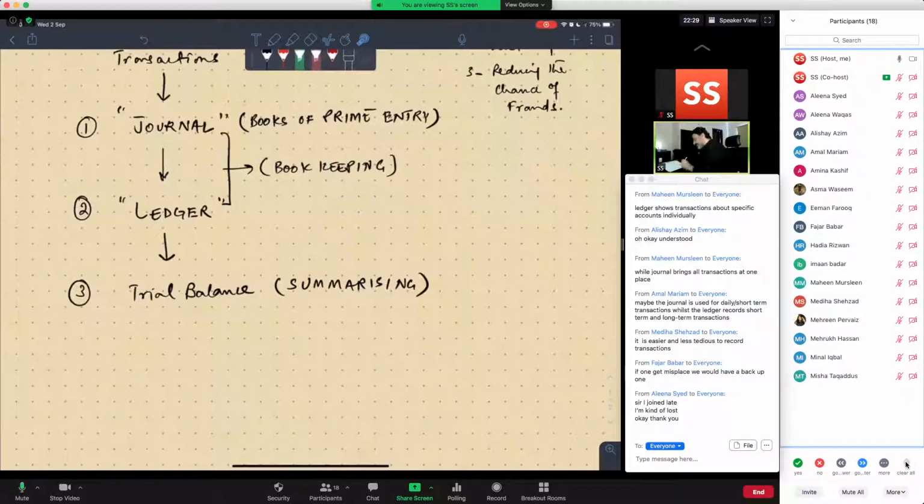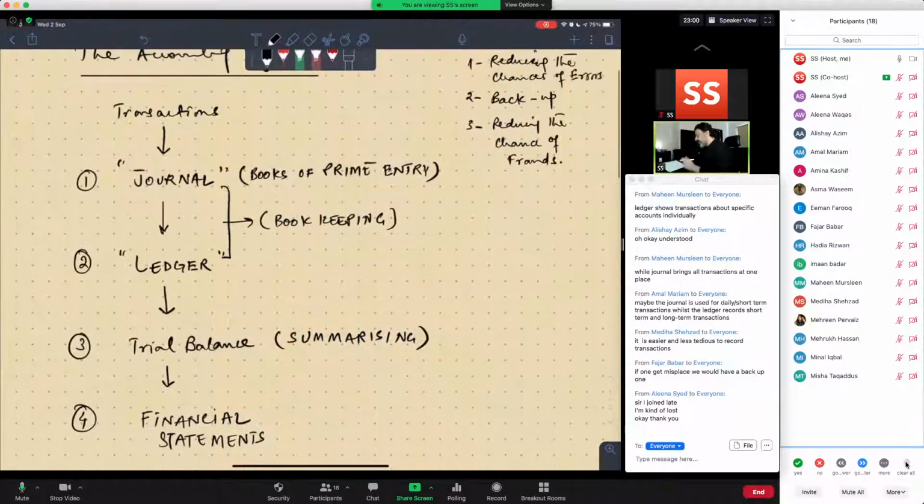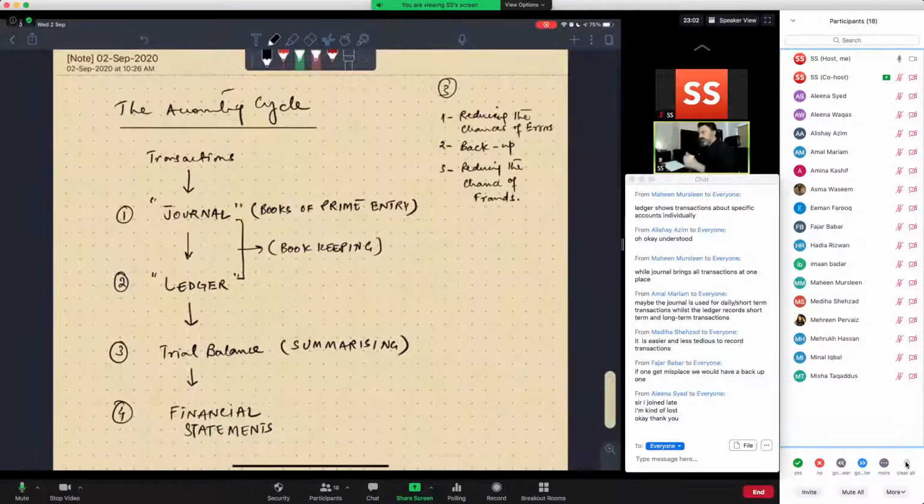And then the fourth stage here, financial statements. So this is how we arrive at the end of the accounting cycle. Our objective is basically that there is one more stage after that, which is what we call interpretation. But for now, we can skip that. We will do it in A2. So our accounting cycle consists of 4 stages.